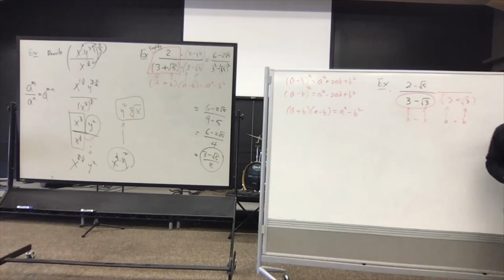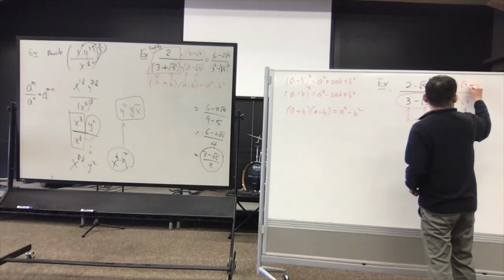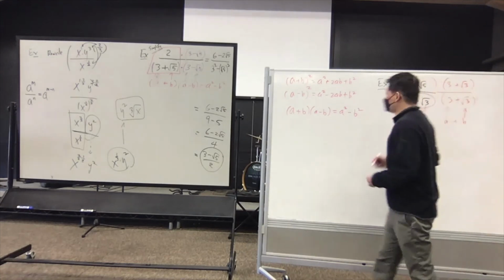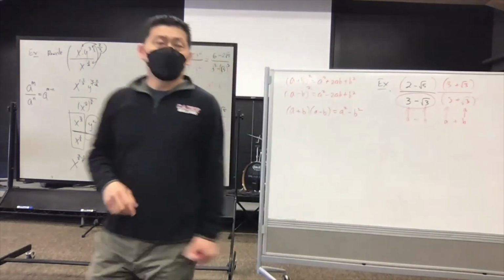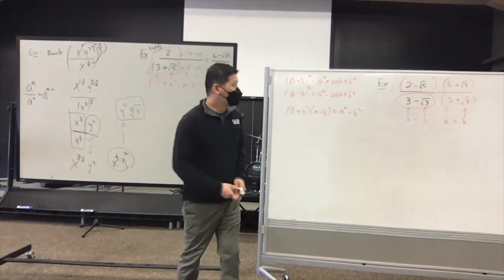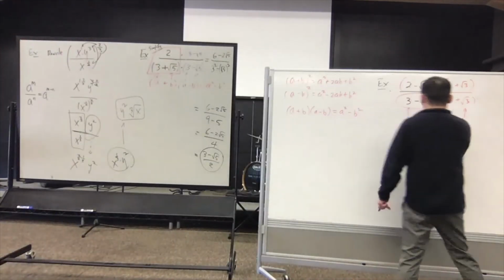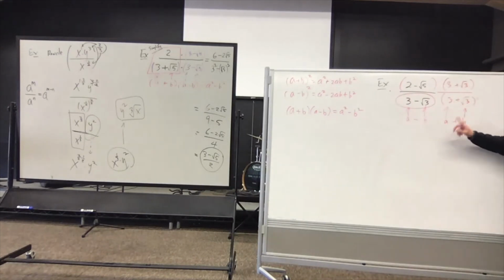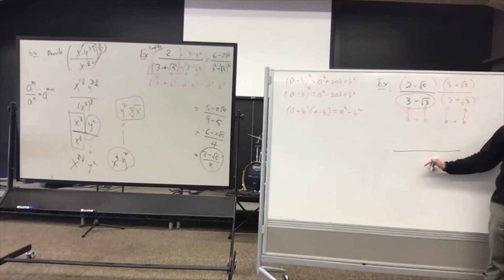Now, if I do that on the bottom, I need to do that on the top too, right? So I'll have 3 plus square root of 3. I'll make sure I put this in parentheses, just so that I can keep track of them. Okay, so that's really the strategy. The reason why is because A minus B times A plus B becomes A squared minus B squared, right? So on the bottom, A squared is 3 squared minus B squared. B is square root of 3 squared.